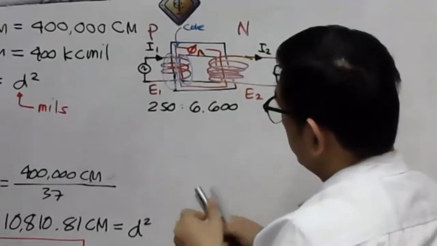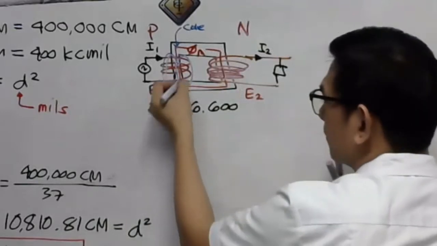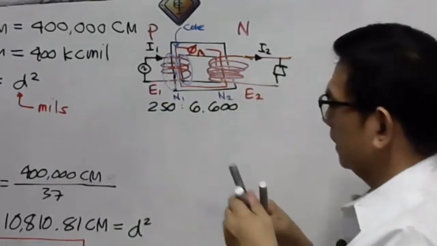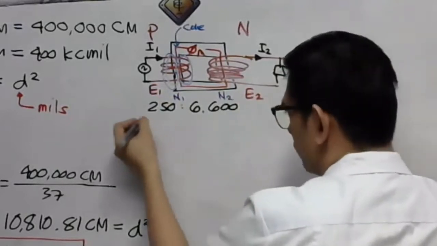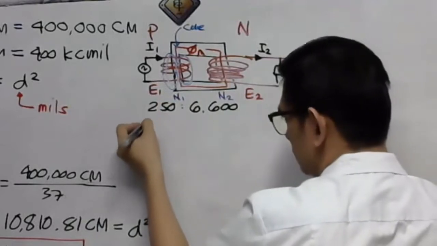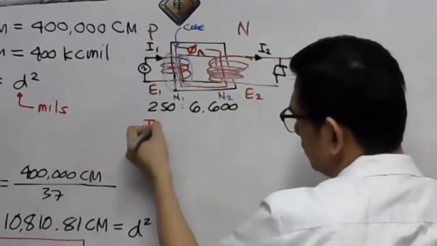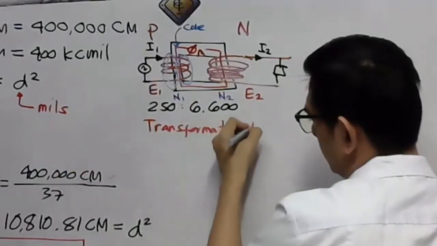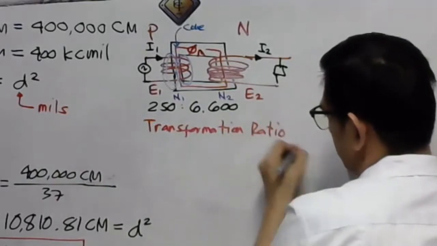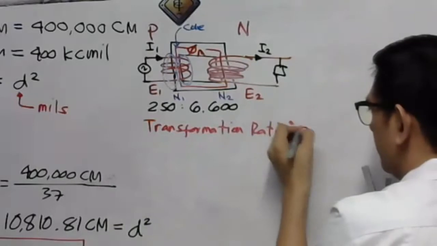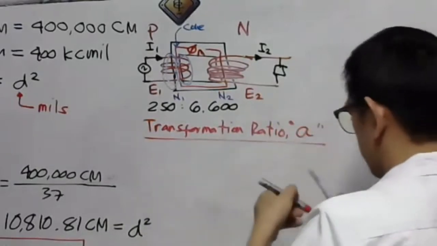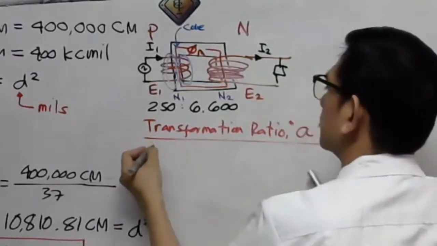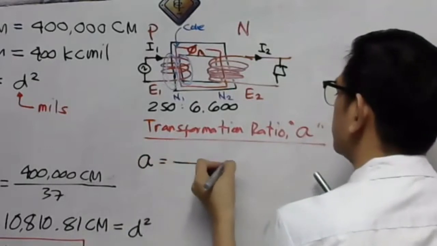So, we are given here, we have a primary number of turns, N sub 1, then we have here our N sub 2. Okay. So, we have what we call the transformation ratio. Ratio of transformation ratio, just the same. Transformation ratio of the transformer, okay, indicated by letter A. And our transformation ratio A is equal to this formula.